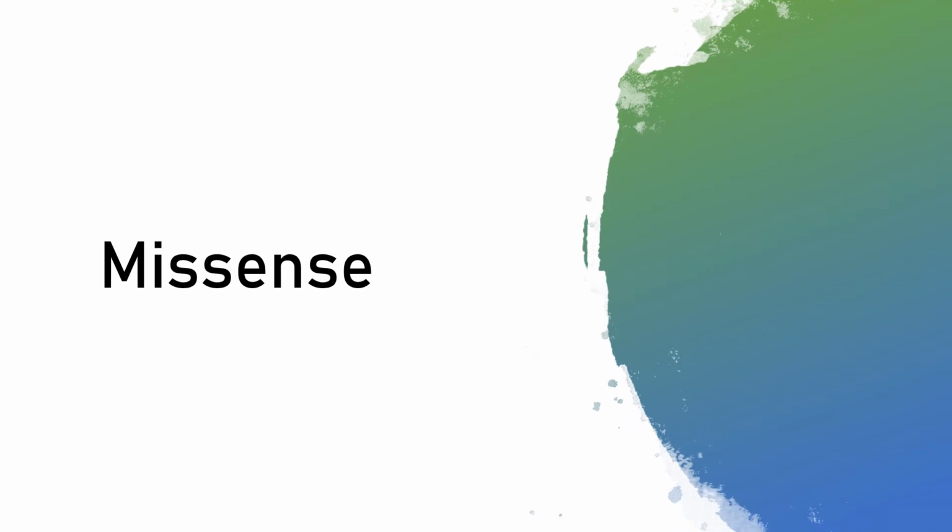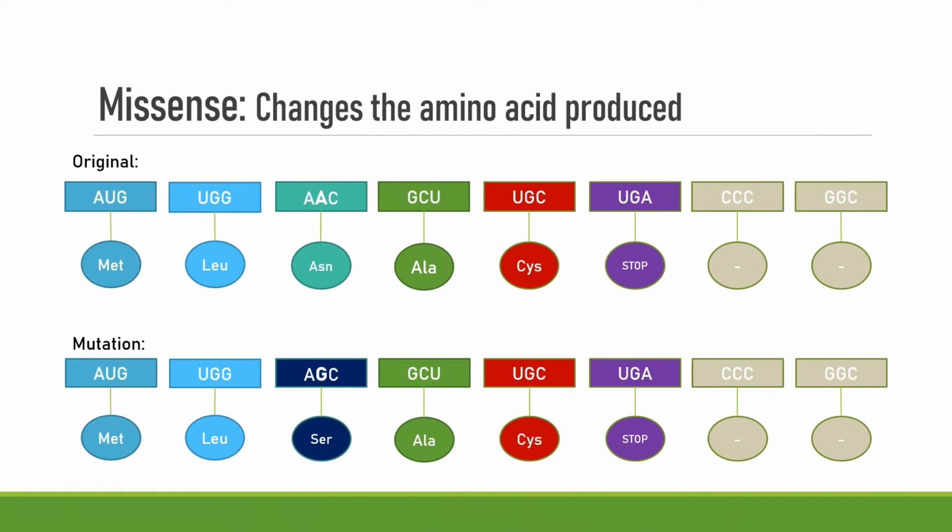So the first effect of point mutations that we're going to talk about is the missense effect. This means that the point mutation of a nitrogenous base led to a change in the amino acid that was originally supposed to be formed, which changes the protein produced. If you bring your attention to the third codon in both the original and mutation strand, you can see that a transition occurred so that the adenine was substituted for a guanine. This mutated codon sequence codes for serine instead of asparagine.